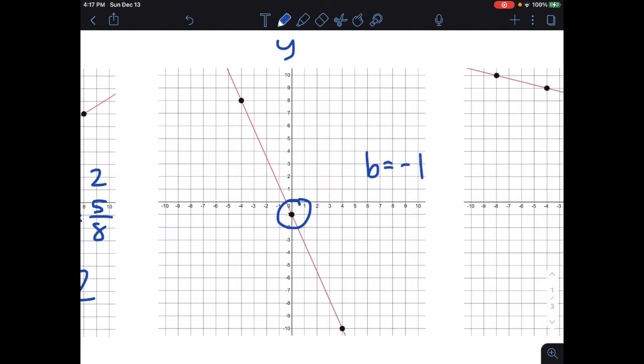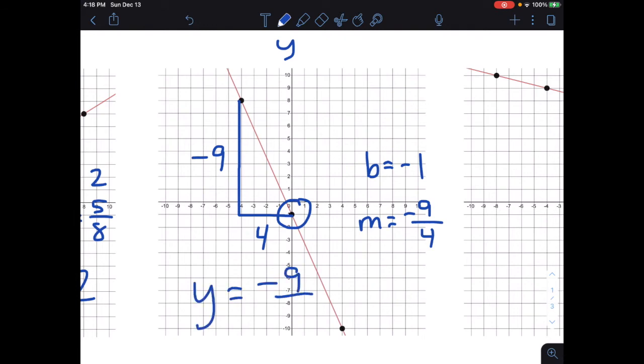And then in this case, we have a line that's going down, so we know our slope is going to be negative. So if I start to the left, I need to go down first, and then I need to go to the right. So in this case, I went down 9, so that's -9, and I went over 4. So -9 over 4, so my slope is -9 over 4. So my equation in this case is y equals -9 over 4x minus 1.